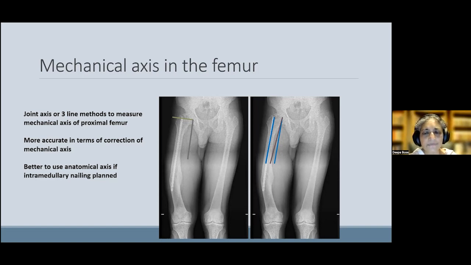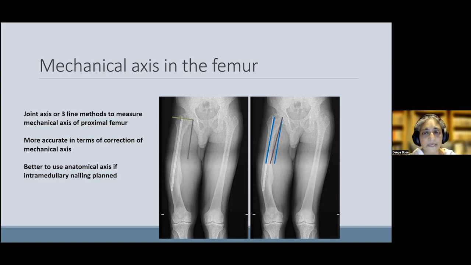So if you look at the X-ray towards the left-hand side, you will see that the joint angles of the hip have been used to measure the mechanical axis of the femur. So if you draw out the joint lines, as we saw in our first image, then that will show you where the normal mechanical axis is supposed to be. And this tends to be more accurate if you are wanting to correct to a normal mechanical axis.